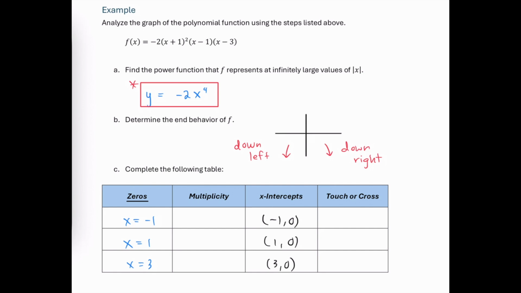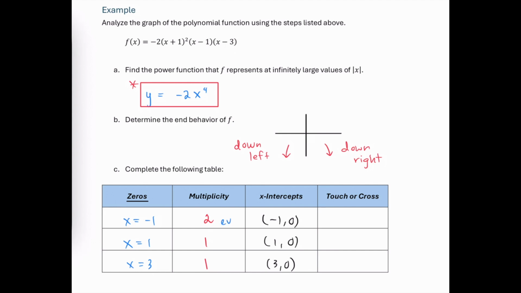And then in order to determine the multiplicity of each zero, we're going to be looking at the power on the factor that generated the zero. So to get the multiplicity of x is equal to -1, this is the factor that generated that 0, and its power is 2, so the multiplicity of this 0 is 2. To get the multiplicity of x is equal to +1, the factor that generated that 0 is x minus 1. Its power is +1, so this multiplicity is +1. To get the multiplicity of x is equal to 3, the factor that generated that 0 is x minus 3. Its power is +1, so the multiplicity of this 0 is +1.